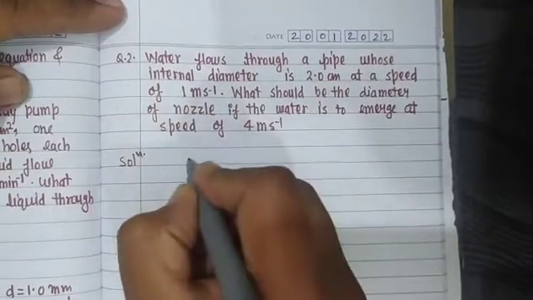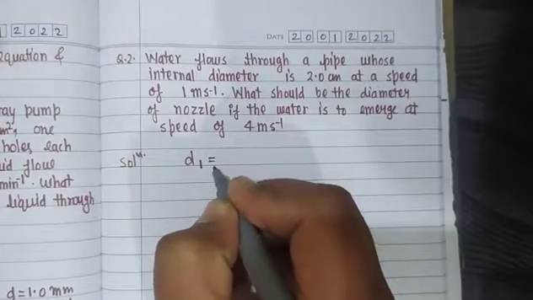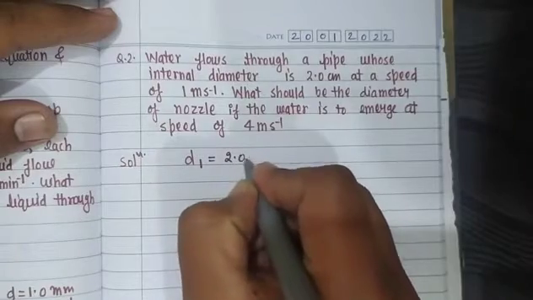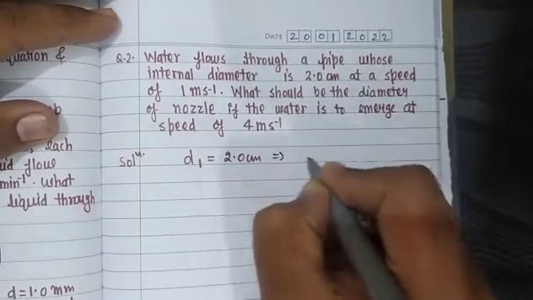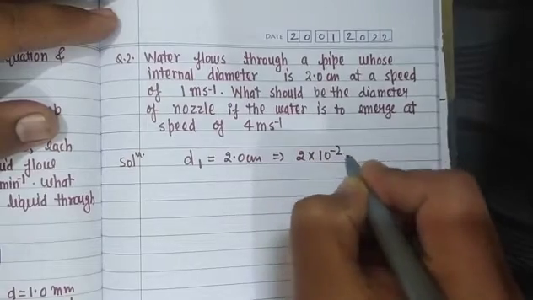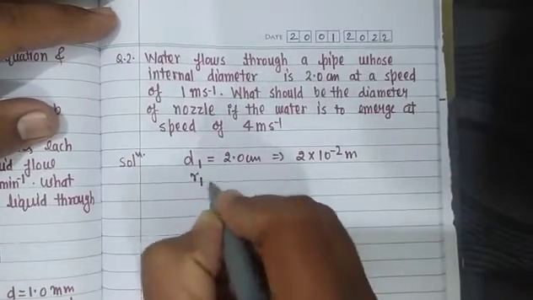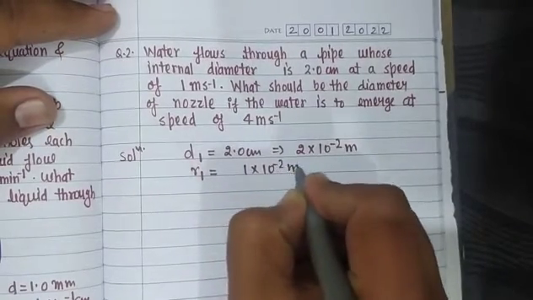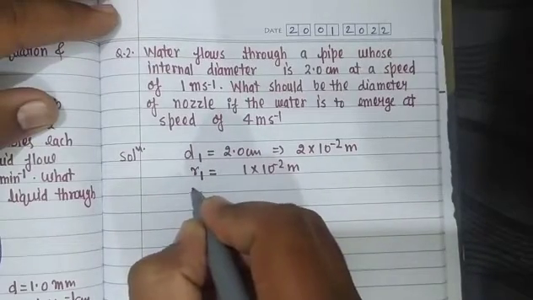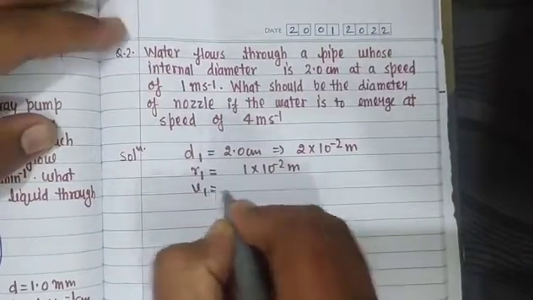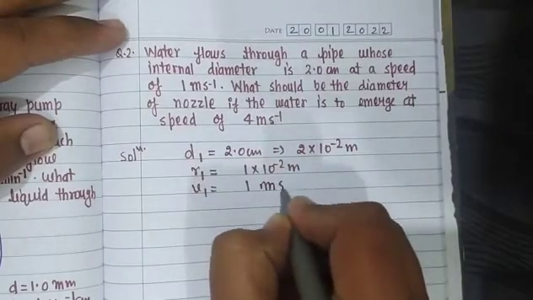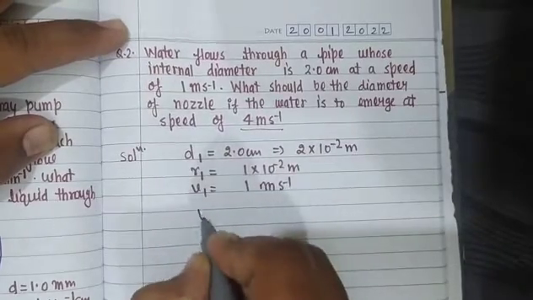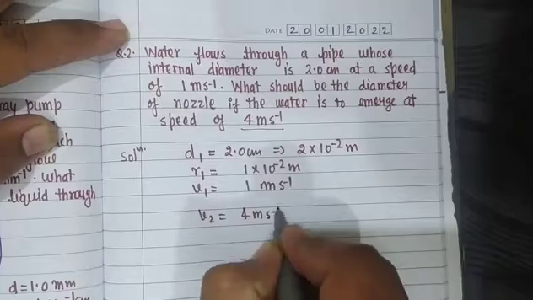So D1, that is the diameter of the cross section through which the liquid is getting inside, that is 2 centimeter. So we can convert it into meter. So it will be 2 into 10 raised to the power minus 2 meter. So radius will be 1 into 10 raised to the power minus 2 meter. The velocity with which the liquid gets inside, that is 1 meter per second. Now here we have the speed of ejection V2, that is 4 meter per second.